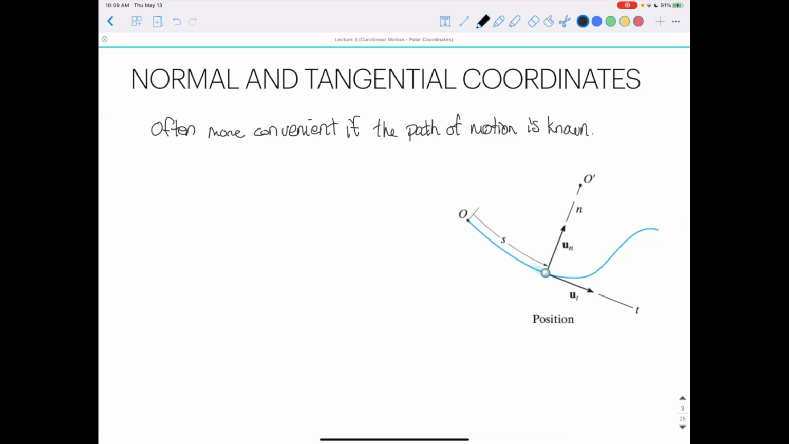So we would have two components: normal, which means perpendicular to the path, and we use the variable n, so our unit vectors, velocity, acceleration, things like that will have subscript n. And then we also have tangential, and that'll have subscript t.